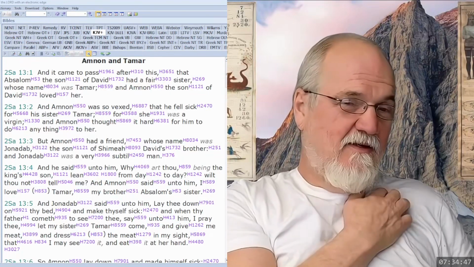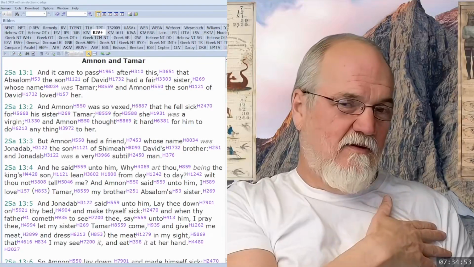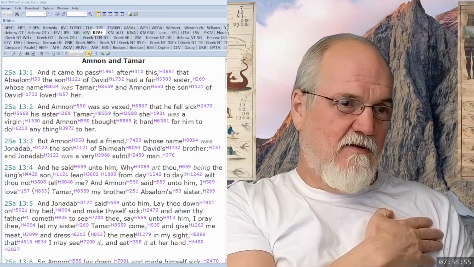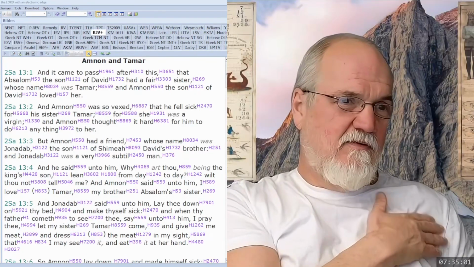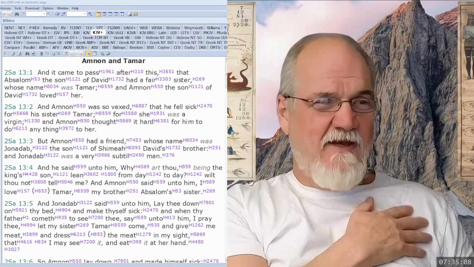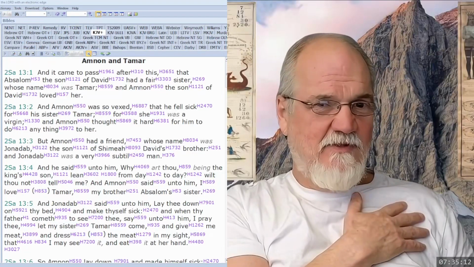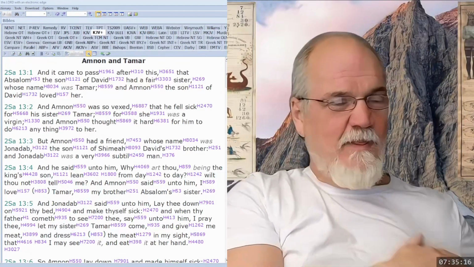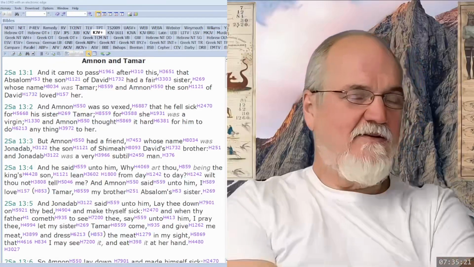How old would that make Tamar? Potentially between 14 and 16. Yeah, so teenager. Especially the fact that she's a virgin. She's not married yet, so she would be a teenager probably, right? I would agree. Yeah, because they get married fairly young back in those days.